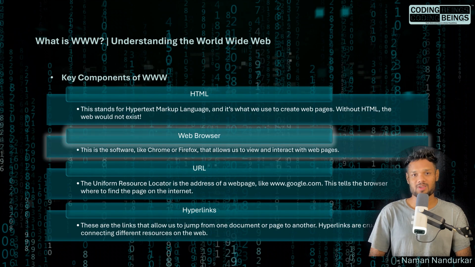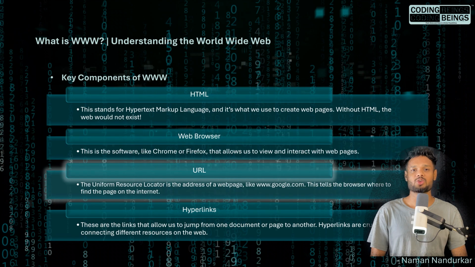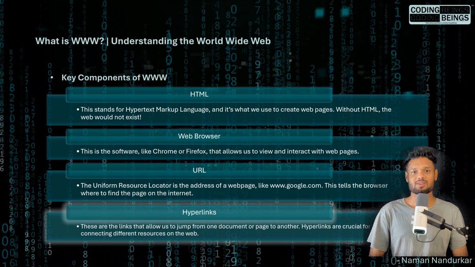Web browser. This is the software like Chrome and Firefox that allows us to view and interact with the web pages. URL. The Uniform Resource Locator is the address of web page, like www.google.com. This tells the browser where to find the page on internet. Hyperlinks. These are links that allow us to jump from one page to another page. Hyperlinks are crucial for connecting different resources on the web.